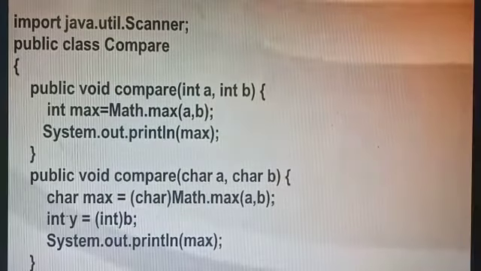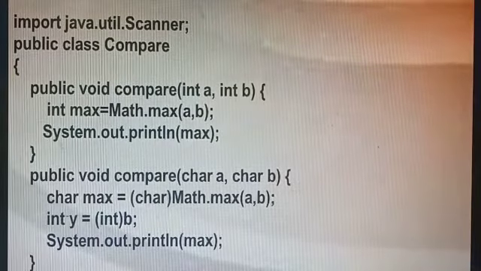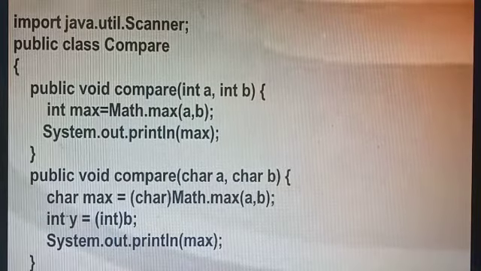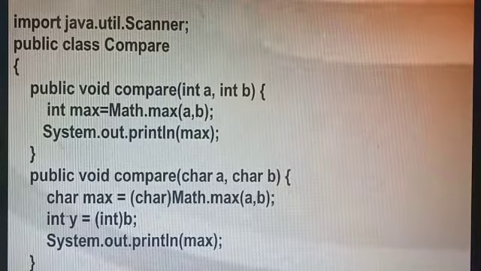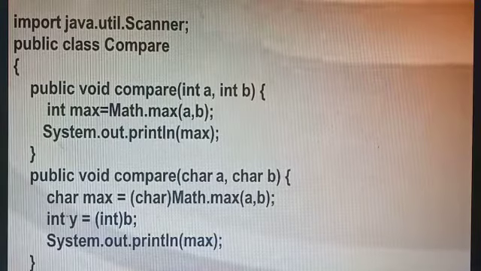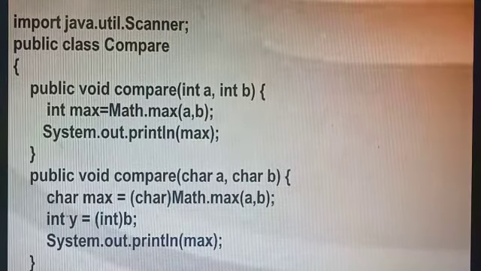Now the second one, public void compare, that means to compare character a, character b. Then open the curly bracket, char max is equal to, you have to write char, then Math.max(a, b), terminate with a semicolon. Int y equal to int b. That means you have to compare with a numeric value.